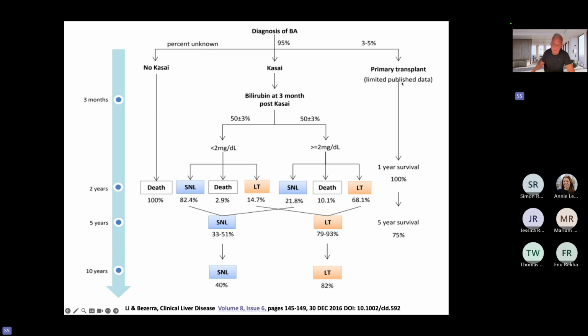Primary transplant is very limited data, but the 5-year survival, where the primary therapy is transplant, is estimated to be at 75%. But again, you want the bilirubin level to be less than 2 milligrams per deciliter in order to assure maximum likelihood of survival with the native liver.